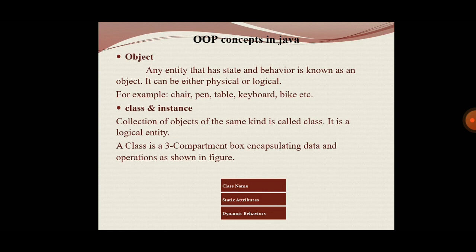Next is the class. A collection of objects of the same kind is called a class, and it is a logical entity. Moreover, it has three components, that is class name, static variable and dynamic behavior. If you consider a class, Student is the class name, the attributes may be the register number and mark, and the dynamic behavior, getting the detail of the attributes, get detail of, is the dynamic behavior.